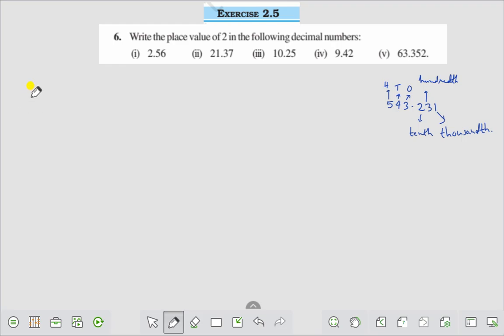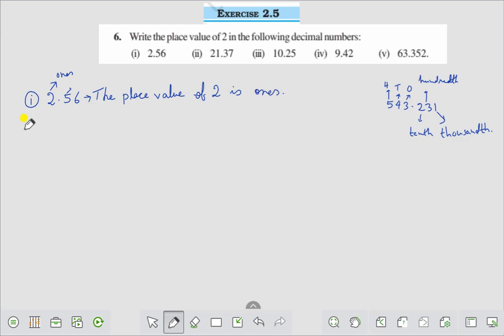That is number 1. Number 1 is 2.56. Here you see, this is in ones place, right? This is in tenth place, and this is in hundredth place. Therefore, the place value of 2 here is ones, right?